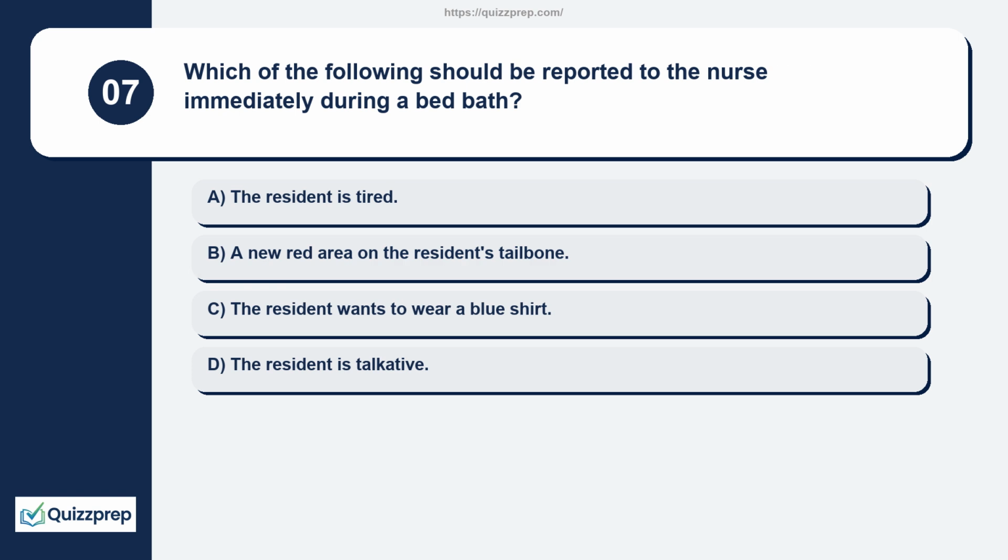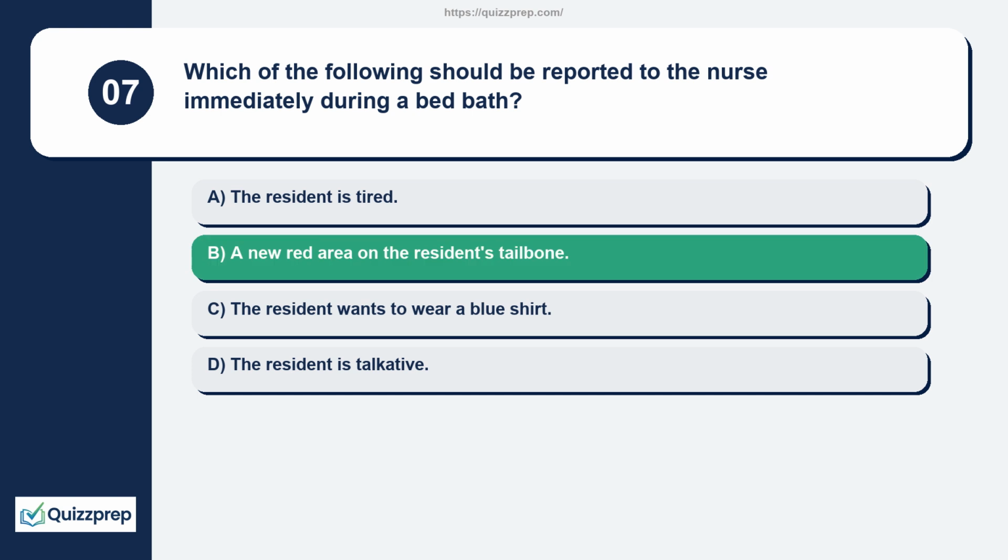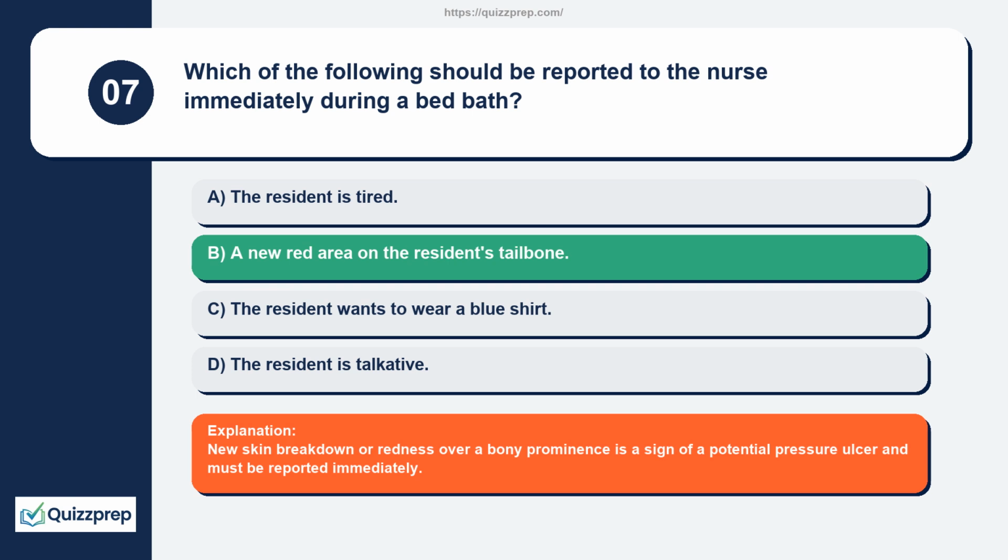Question 7. Which of the following should be reported to the nurse immediately during a bed bath? The resident is tired. A new red area on the resident's tailbone. The resident wants to wear a blue shirt. The resident is talkative. New skin breakdown or redness over a bony prominence is a sign of a potential pressure ulcer and must be reported immediately.